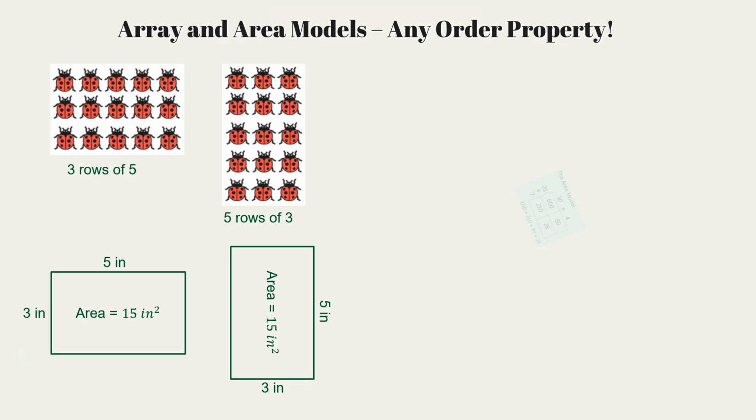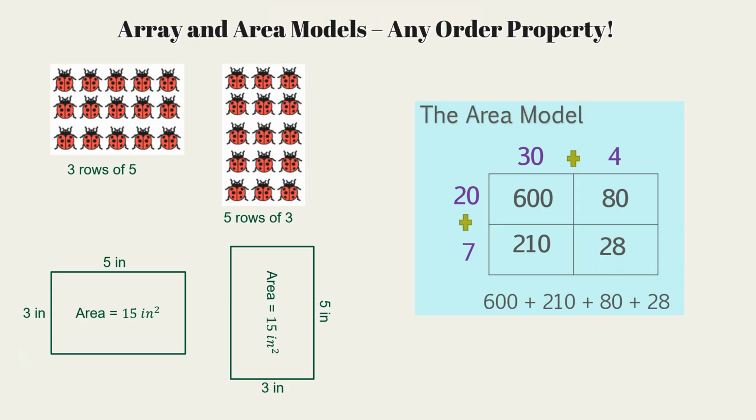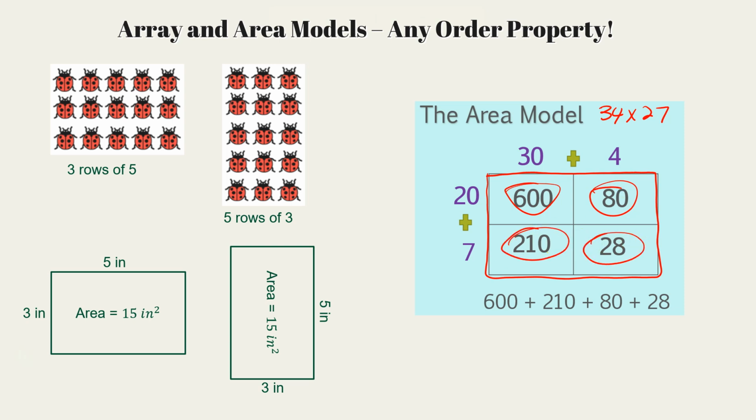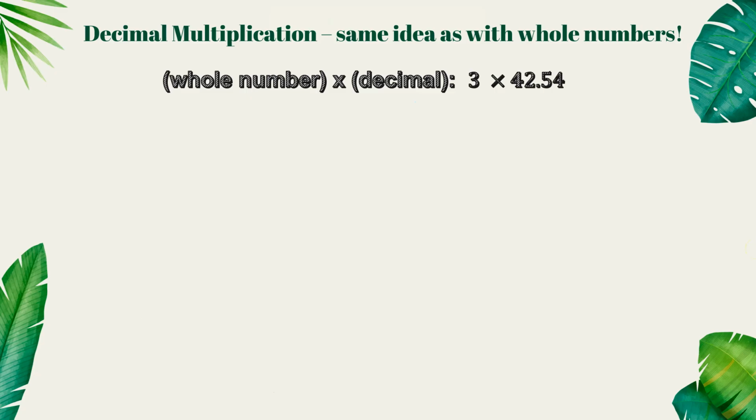Now that we are talking about area, we develop the idea of the area model. For example, 34 times 27. That would be 30 plus 4 in expanded form multiplied by 20 plus 7. And then we collect the area of the big rectangle as the sum of 4 subrectangles. And that is how we do the area model for multiplication. So what if we have decimals? How does that work? Exactly the same way.